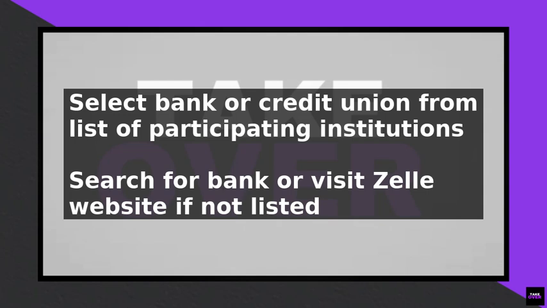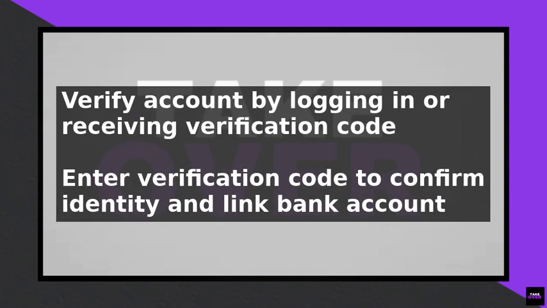To send money using Zelle, simply tap on the Send Money tab and enter the recipient's email address or mobile phone number. You can also select a contact from your phone book. Enter the amount you want to send and add a memo if desired. Review the transaction details and confirm the payment.